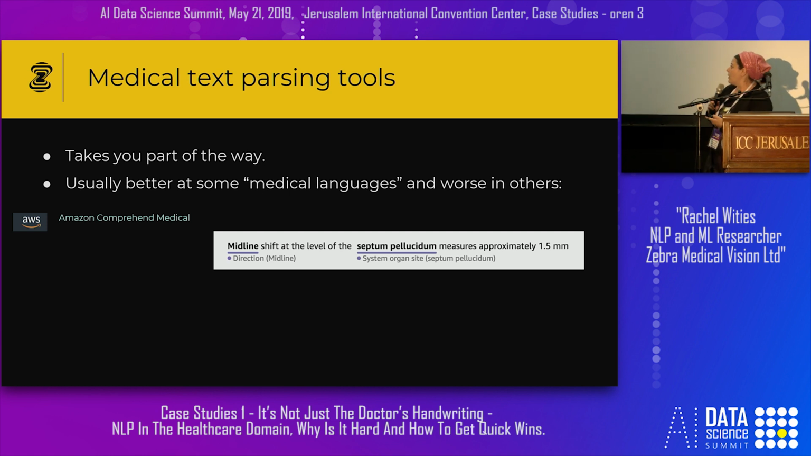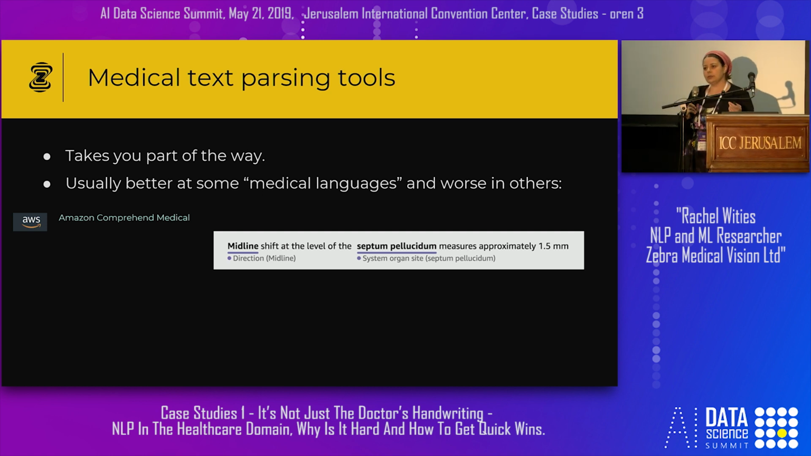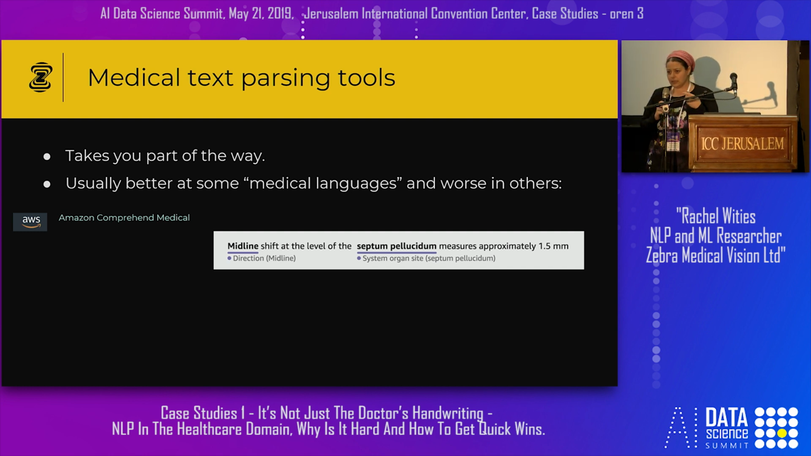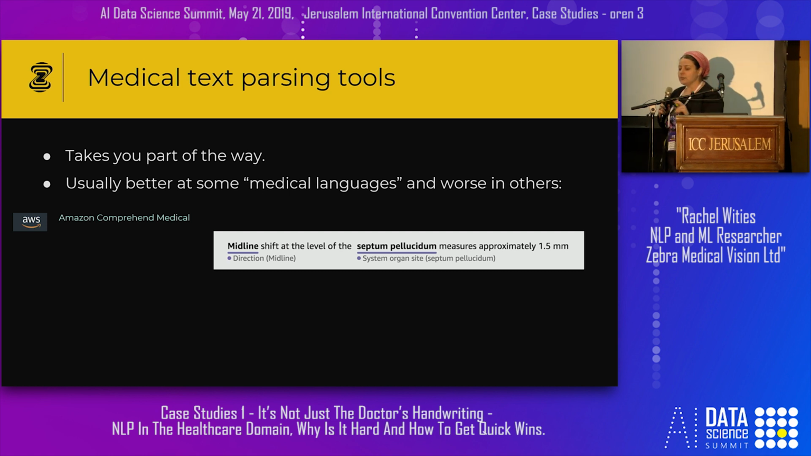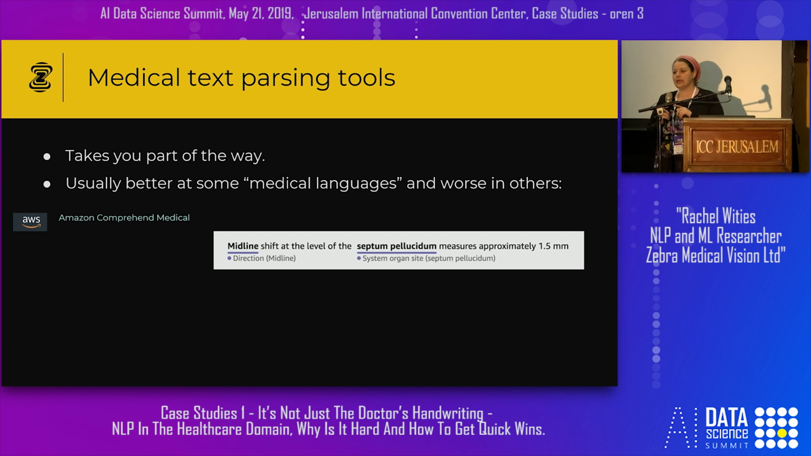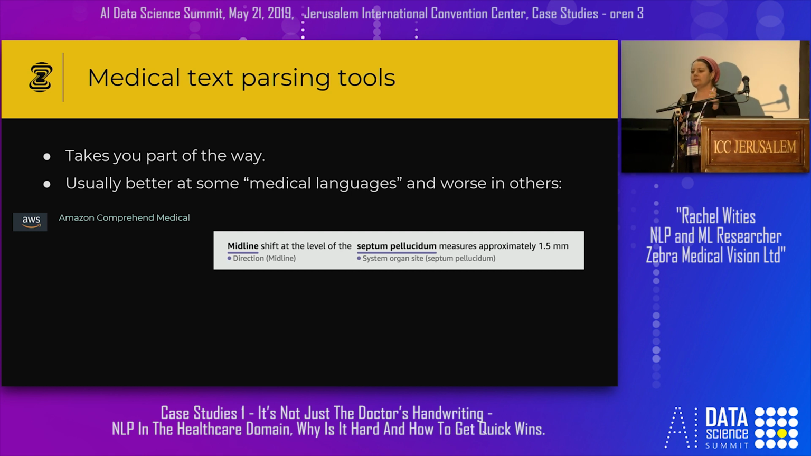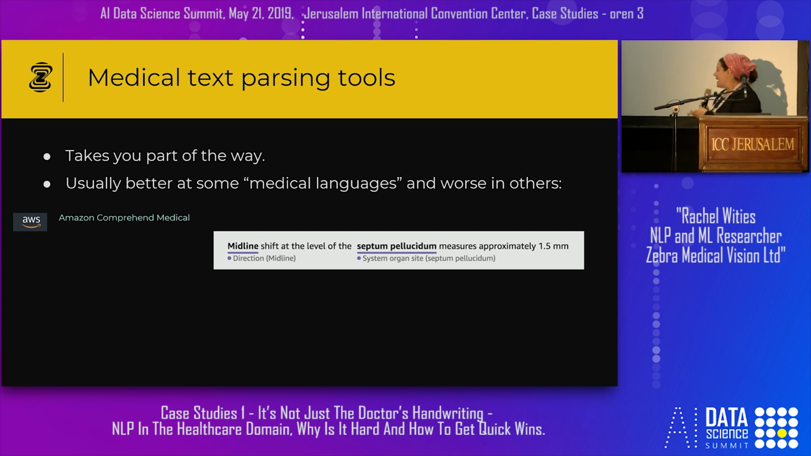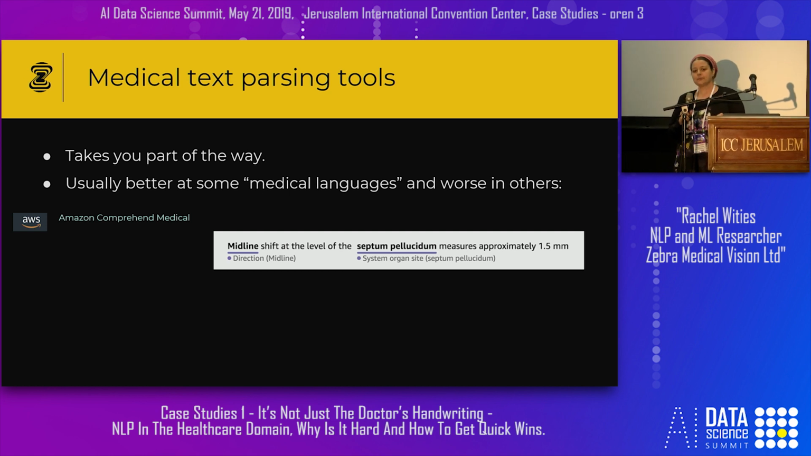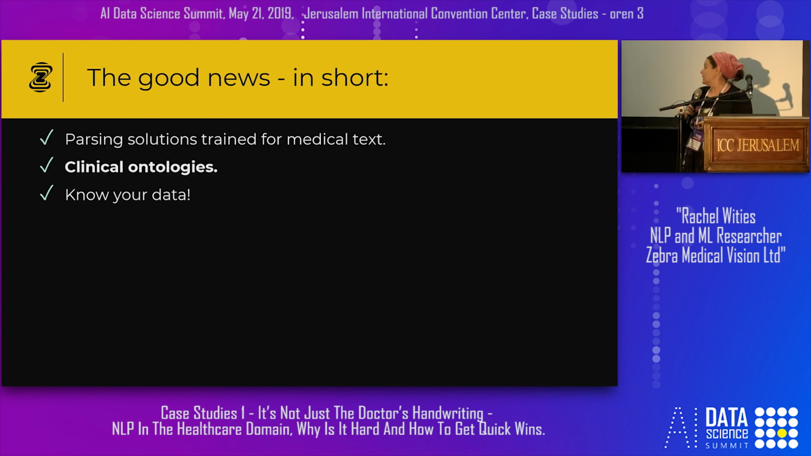So we saw before how Amazon Comprehend Medical did so beautifully on a discharge report. But let's take a look at the sentence that we showed before, the radiology sentence. It found septum pellucidum to be an organ, which is great, right? We didn't see it before. But it still doesn't understand that midline shift is an entity. And this is because midline shift is a very radiology-specific term. What it did do, which is nice, is understand that midline is a direction. It's not correct here, but it's actually a very clinical observation. So as we saw, parsing solutions are good, but can't take you all the way.